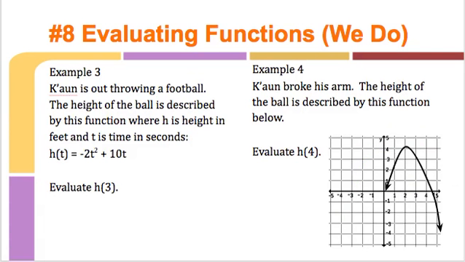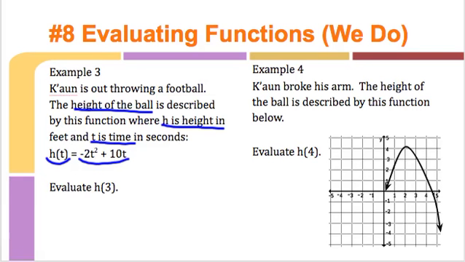Here are the next two examples. It says Kaon is out throwing a football. The height of the ball is described by this function where h is height in feet and t is time in seconds. Okay, so similar idea. So this is h of t equals negative 2t squared plus 10t.